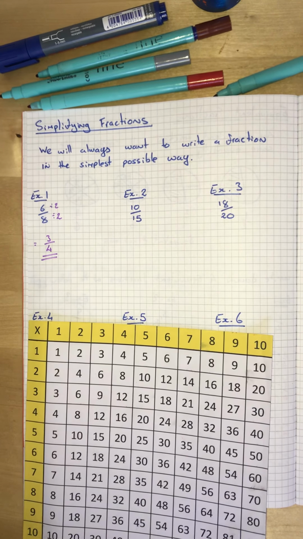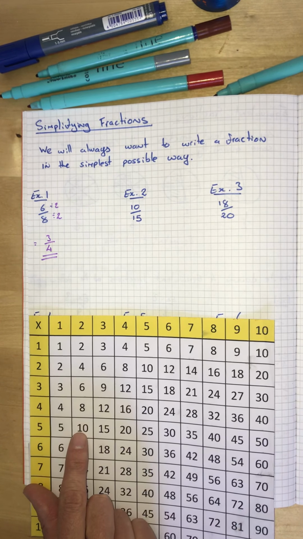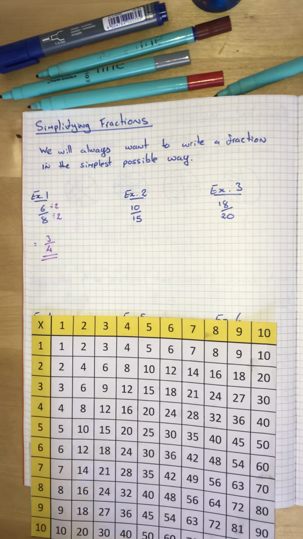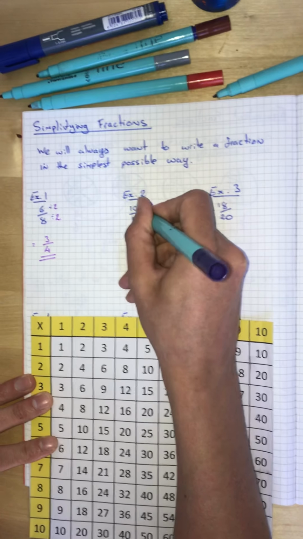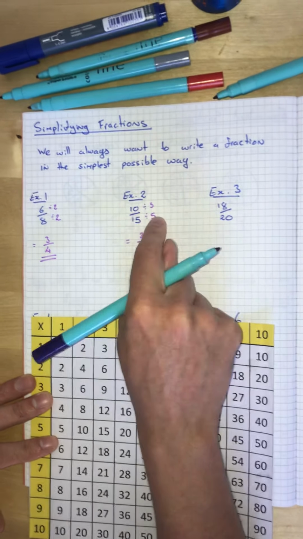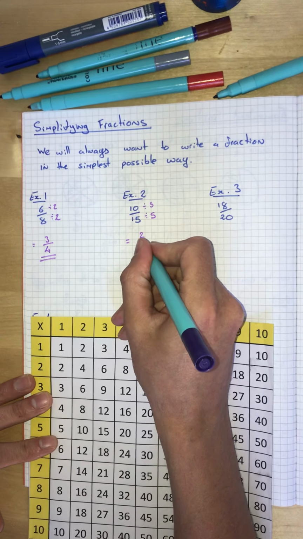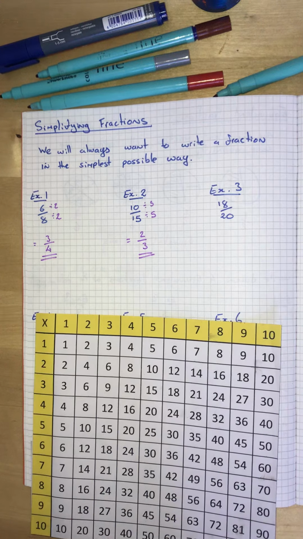10/15. Again, we think, what times table are 10 and 15 in? If we look here, they're both in the 5 times table. So that means we can divide both of these by 5. 10 divided by 5 is 2. 15 divided by 5 is 3. So 10/15 simplified is going to be 2/3.